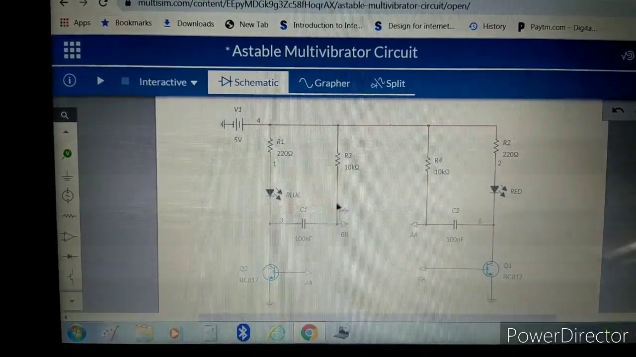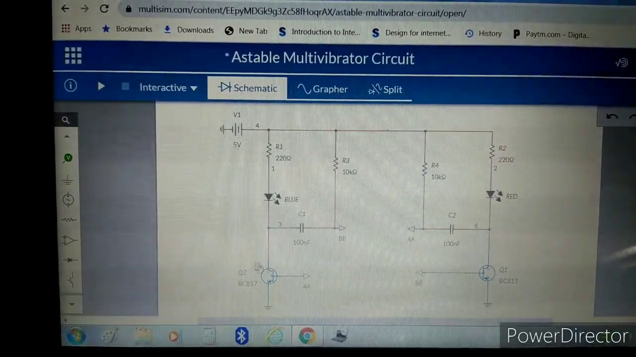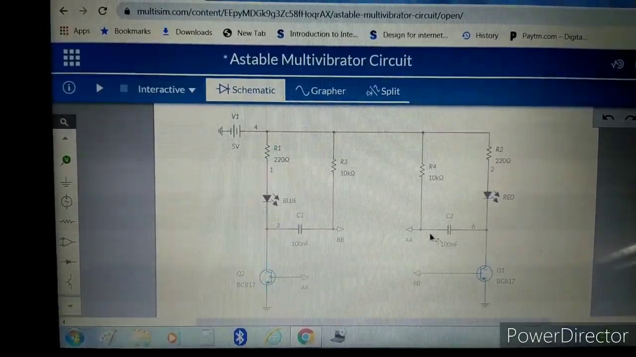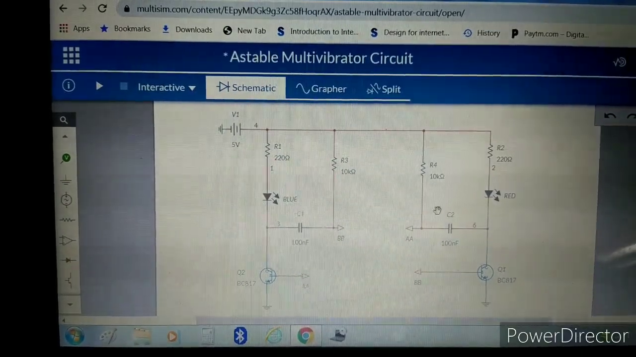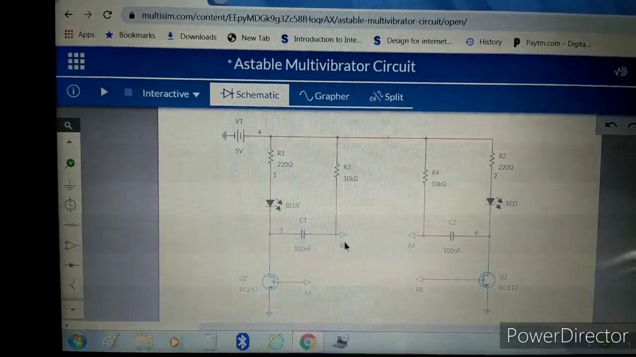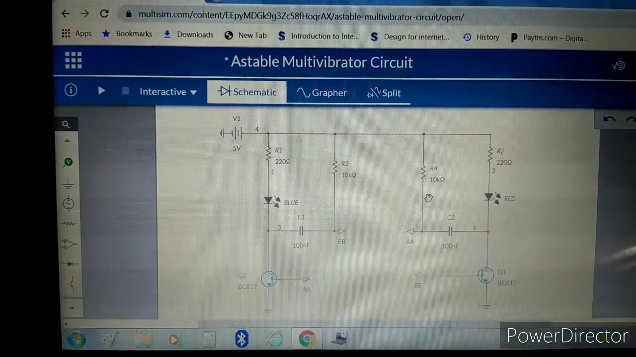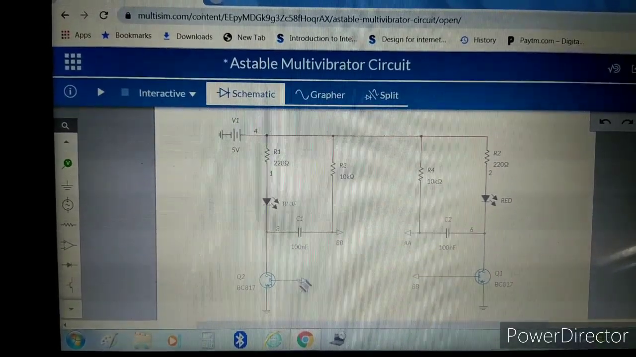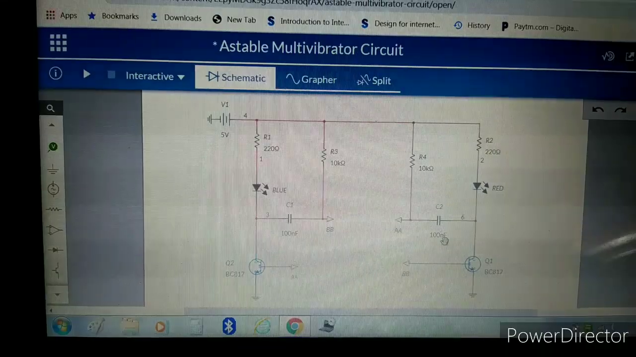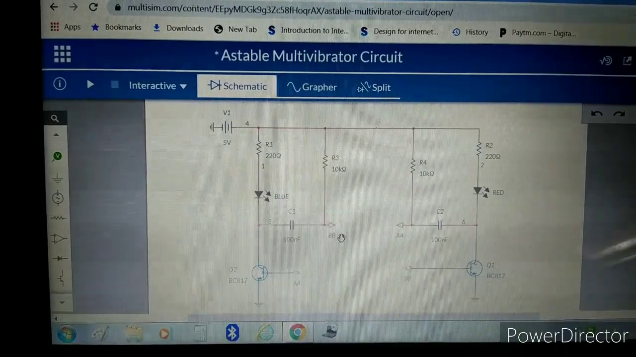The R3 C1 combination actually decides the on time constant for Q2 and off time constant for Q1. Similarly, C2 and R4 decide the on period of Q1 and off period for Q2. So the time constant of this RC combination actually decides the blinking rate or duty cycle of the LEDs that we connect in series with the transistors. Now I think it's explainable to you.